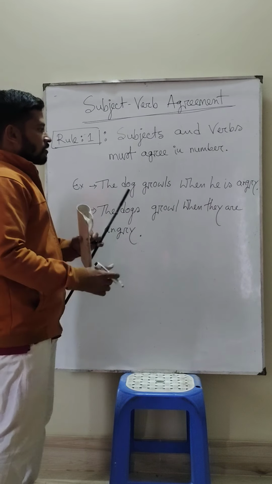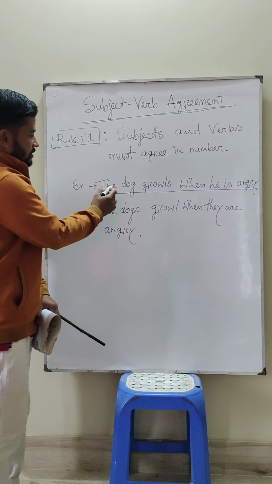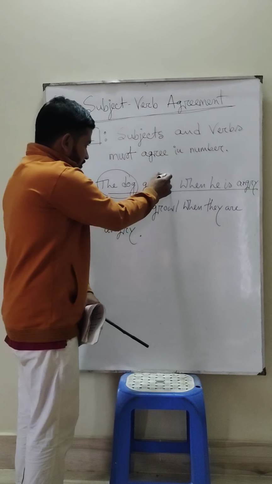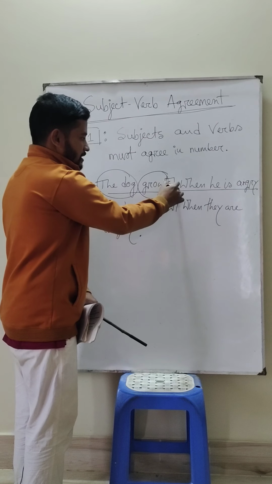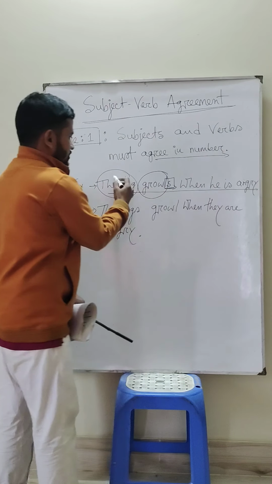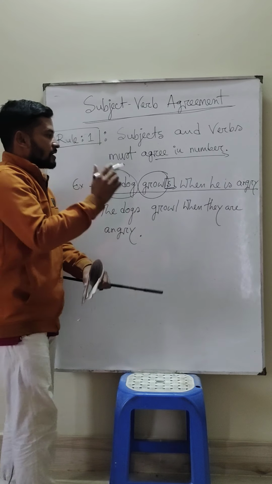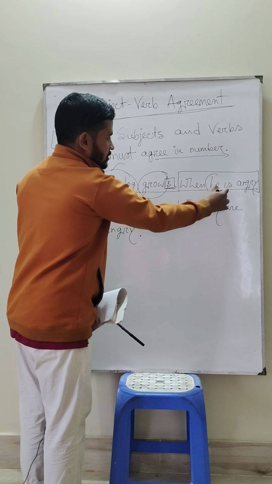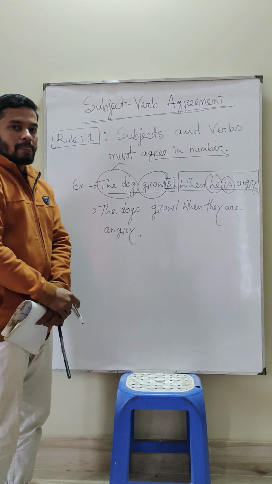So you see the example: the dog growls when he is angry. Here the dog is a singular subject, so to the verb growl we add s. That is, they must agree in number. Subject is singular, then verb is singular. Here you also see in the subordinate clause we use the singular subject and we use a singular verb.